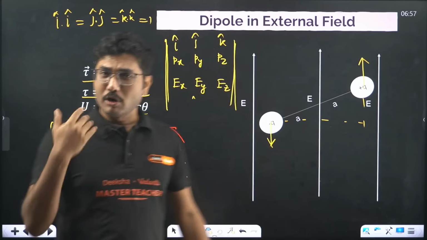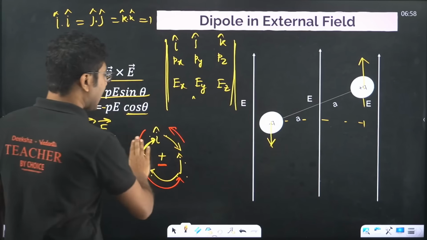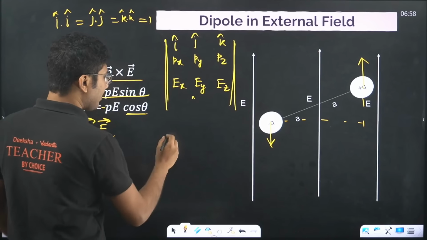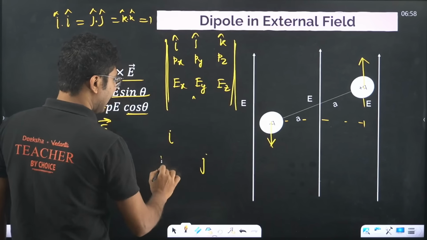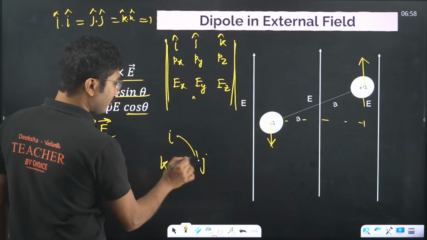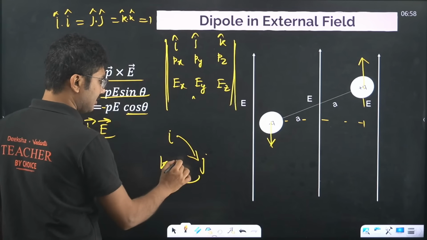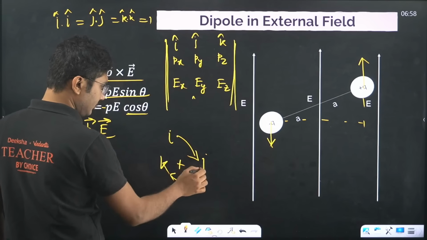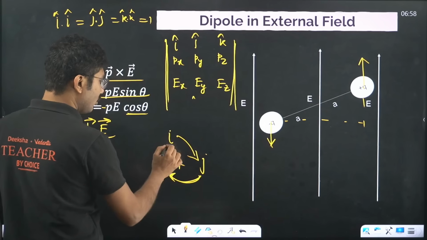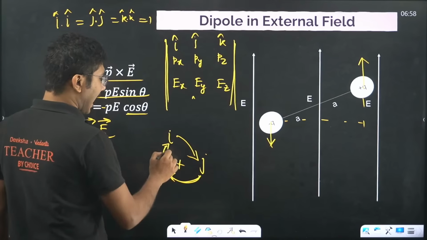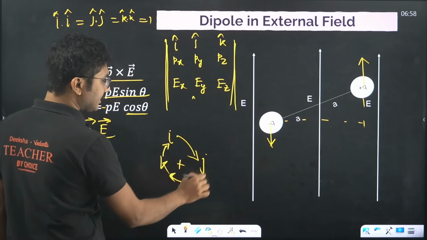Now some students always get confused between cross products. I have seen that in the past. So remember I, J, K. If you are doing I cross J, you will get K. Everything is positive in this cycle. J cross K gives you I, and K cross I gives you J. So this is the circular way.